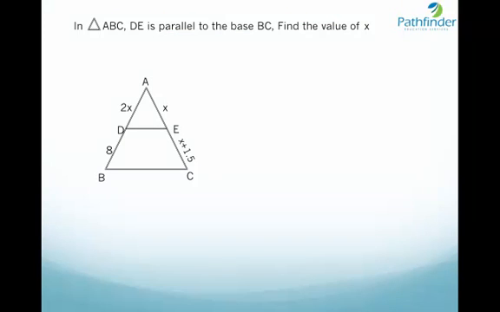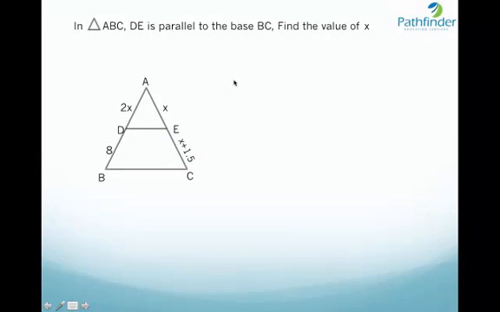Let us solve a very simple problem based on this property. In triangle ABC, DE is parallel to the base BC. Find the value of x. Now you can notice that 2x, x plus 1.5, these are all values of lengths of AD, AE and EC, etc. And you are given DE parallel to BC.